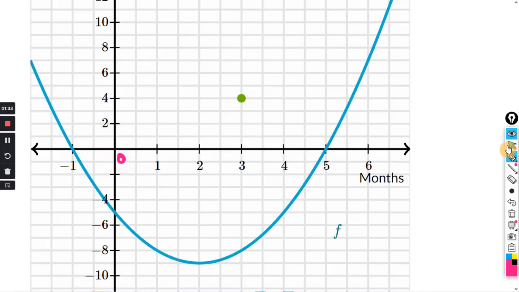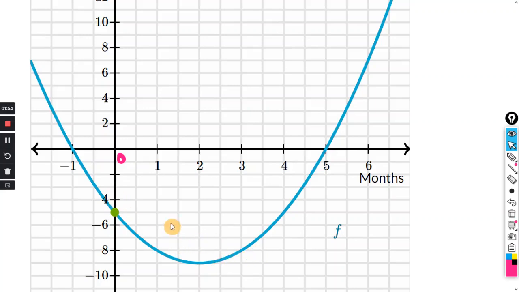But they said plot the point on the graph. So you want to click this point and take it to 0 months. I'm on the x-axis here. I'm going to take it to 0 months. But then I want to go to the graph. And the graph is right there.